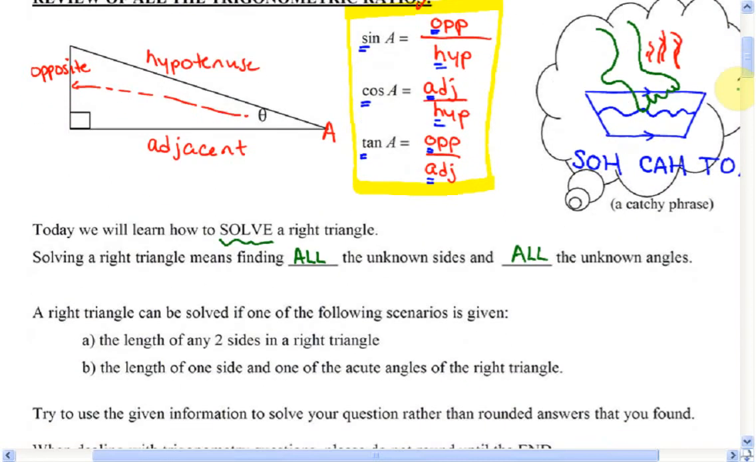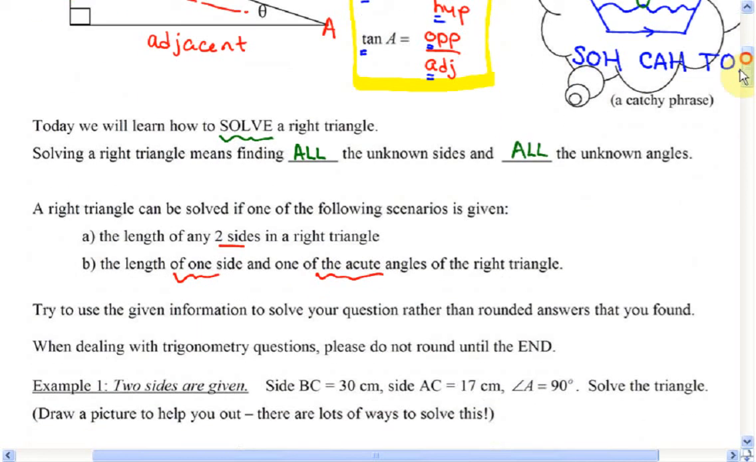It says a triangle can be solved if one of the two following scenarios is given. So you'll see questions like this, where I give you two sides of a right triangle and you have to find the rest. Or I'll give you the side of one and one of the acute angles and you have to find the rest. Okay? Now, can I just ask you one thing here, please? When you're doing these questions, I'm going to ask you to not round until the end, okay? It's a little bit nicer if you want to have more accurate answers to not round until the end. Okay, let's take a look at some of these examples, okay?